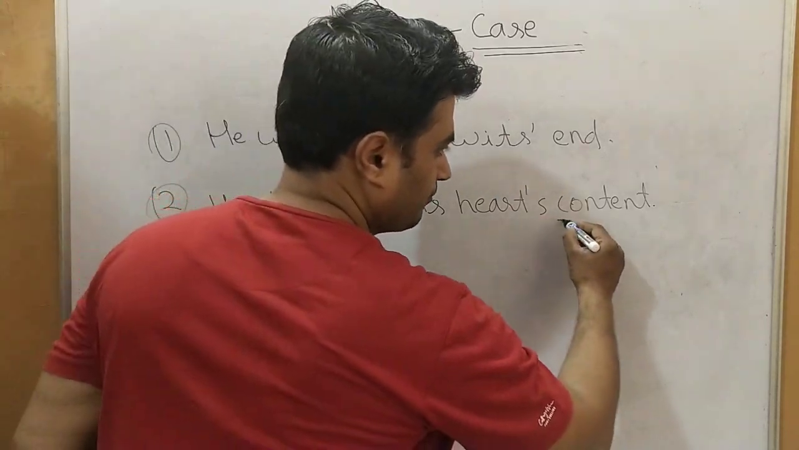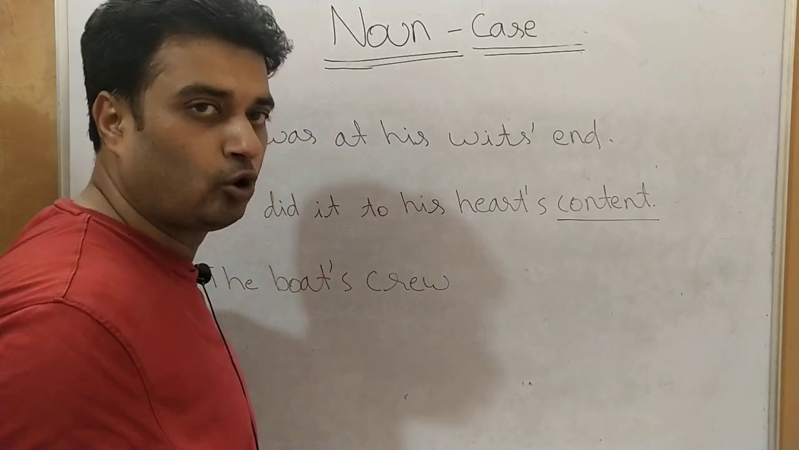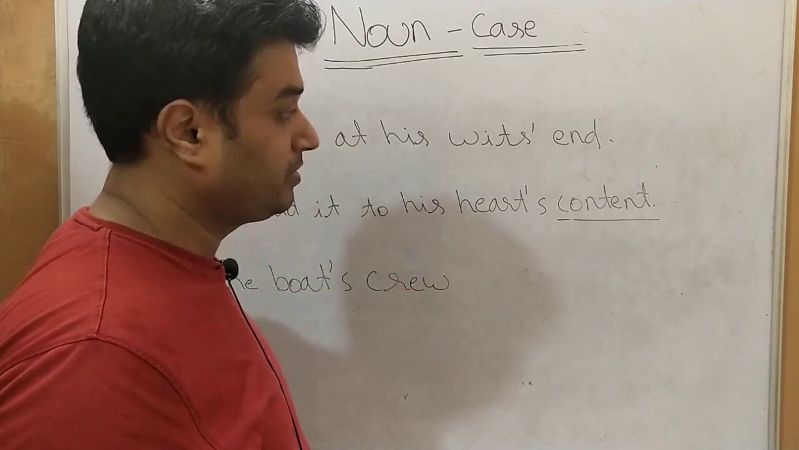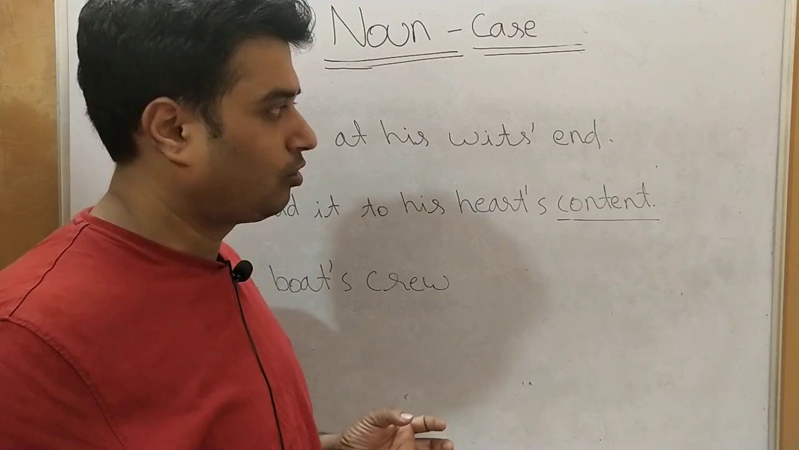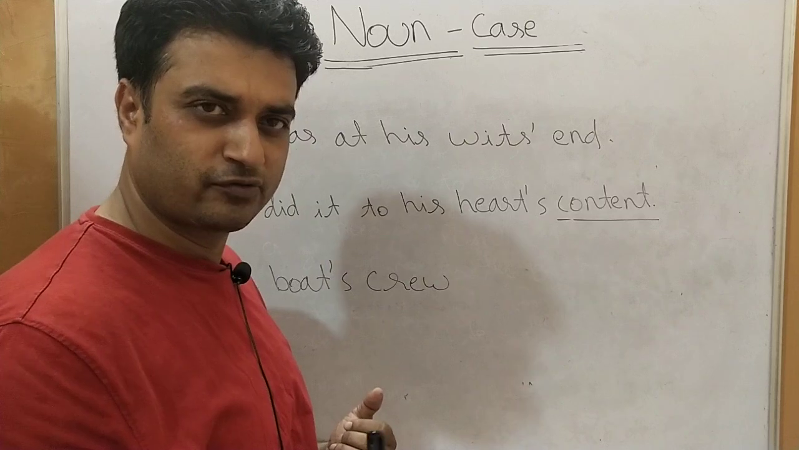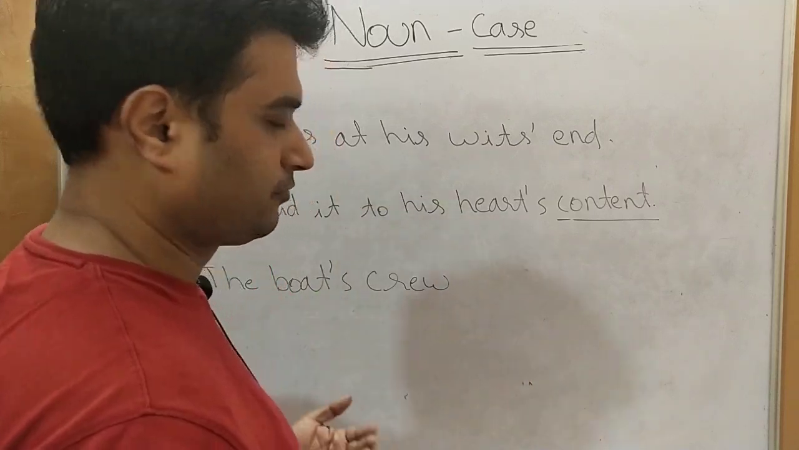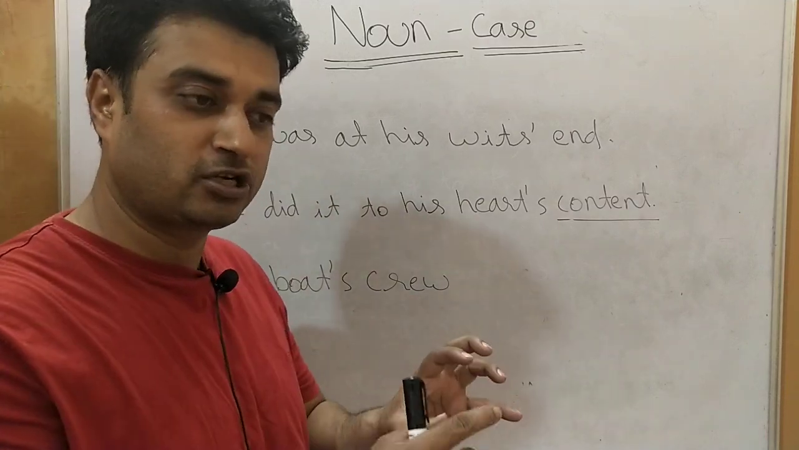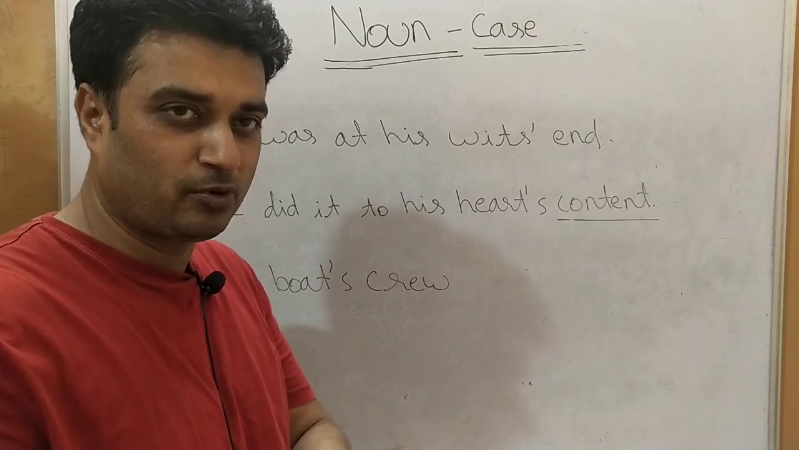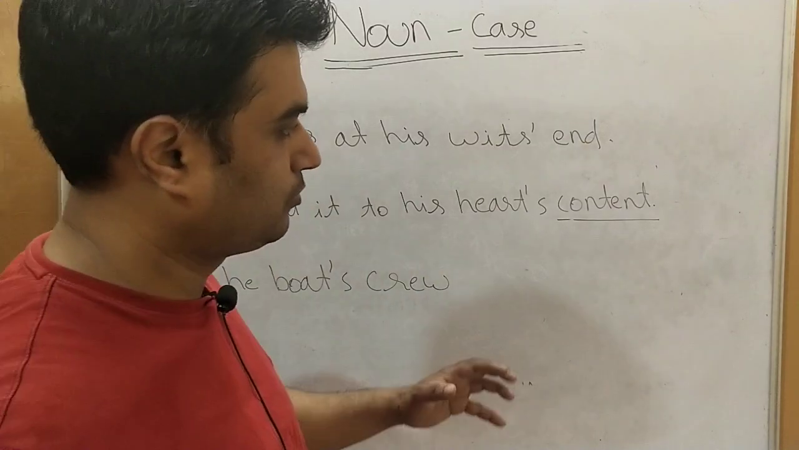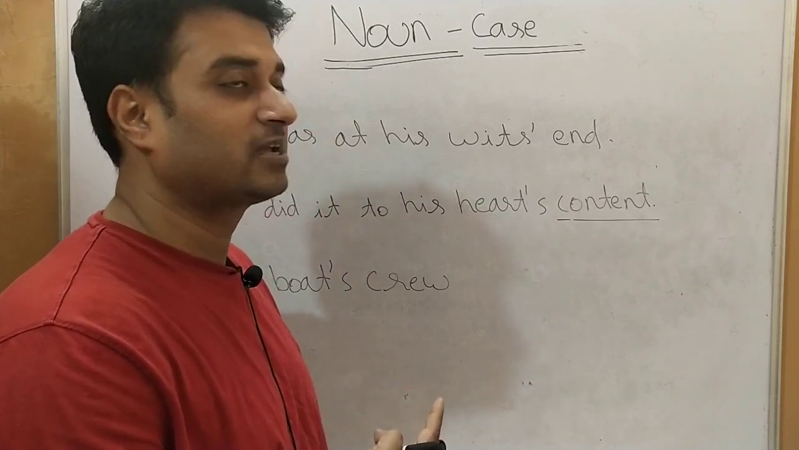Acha, let me tell you one more thing. When this word content means happy or satisfied, then it is pronounced as content with the stress on the second syllable. But when it means, for example, I don't want to discuss the content of the book, so when it means the subject, or I don't know the contents of the container, it means I don't know what things are in the container. So when we mean things or the subject, jab things ka ya subject ka matlab hota hai, then we pronounce it with the stress on the first syllable. But when it means happy or satisfied, then we pronounce it the other way.